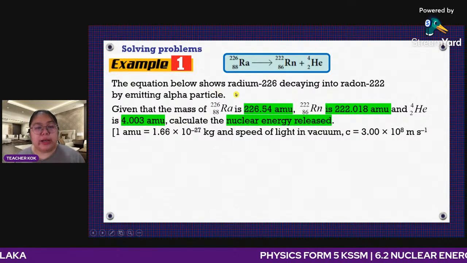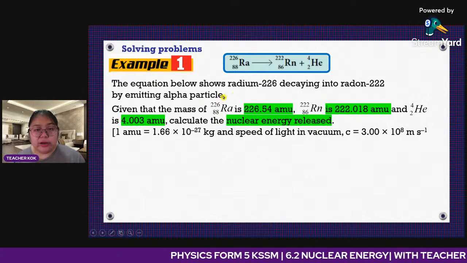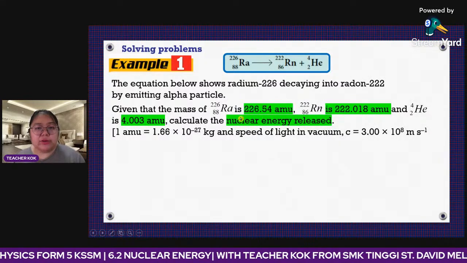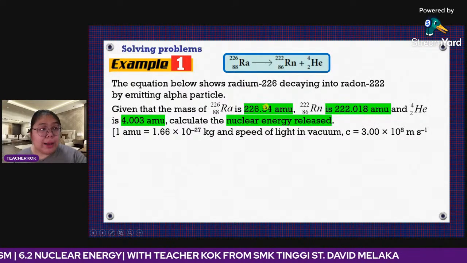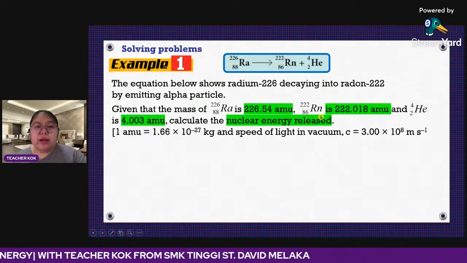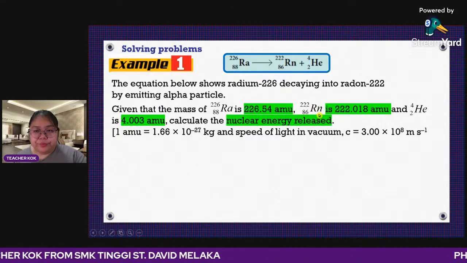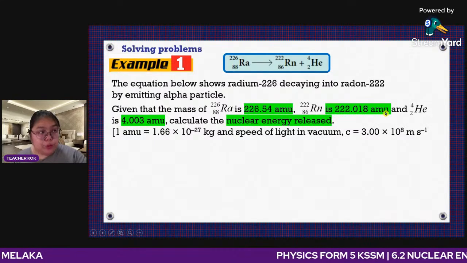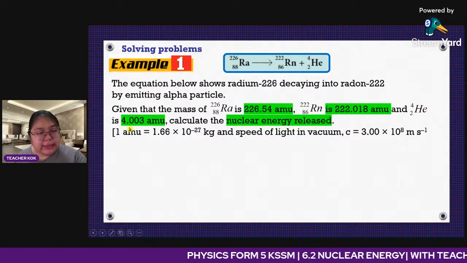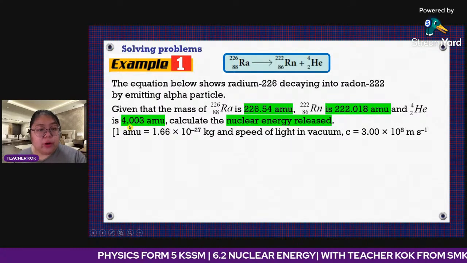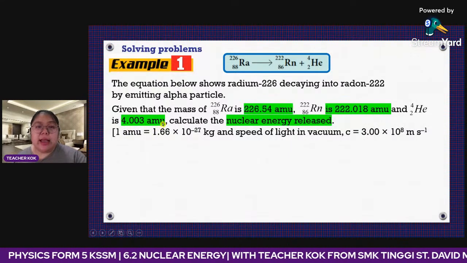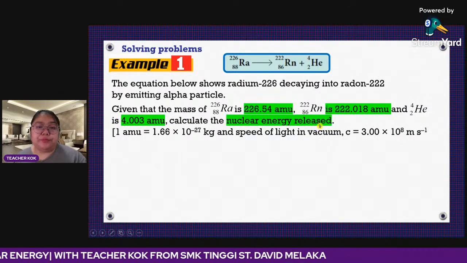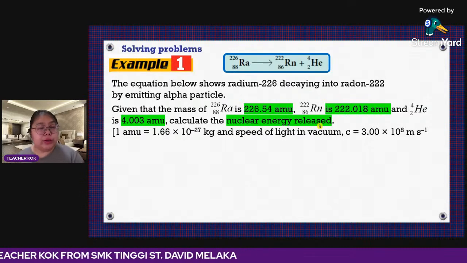They give you the mass. For the radium, you need to take all the numbers, don't cut it. Another one is the Rn, 222.018 AMU. And the last one should be the helium, 4.003 AMU. And the last part, you need to calculate the nuclear energy release.